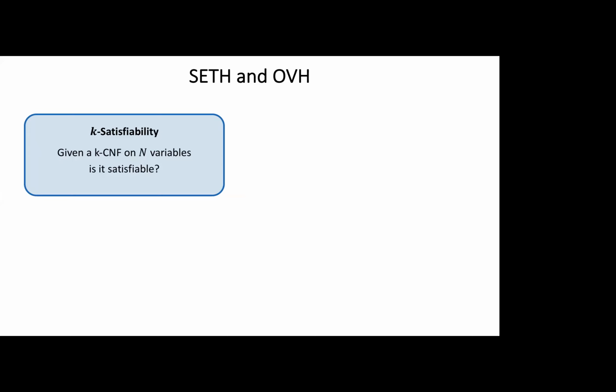So the strong exponential time hypothesis is about the satisfiability problem, more precisely the k-SAT problem. So you're given a satisfiability formula, a k-CNF more precisely, on n variables, and you want to know whether it's satisfiable. And the hypothesis basically says that k-SAT is not in time 2 to the (1 minus epsilon) n. Now you have to be careful with the quantifiers on k and epsilon here, because it's not true for all k and epsilon.